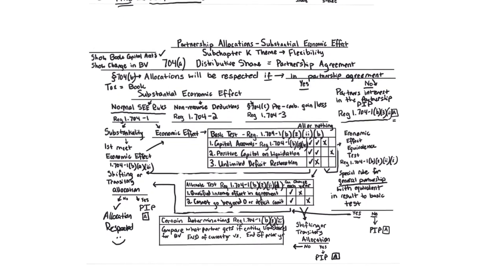We need, assuming, again, we're going to assume substantiality is met. We go through economic effect. We're told in the problem that alternate test is met. Well, we know that since Strawberry is a limited partner, Strawberry cannot go below zero because nothing is said that specifically Strawberry can go negative. So that means the allocation will be respected as long as Strawberry's capital account does not go below zero. If it goes below zero, then we're going to have to do certain determinations, this rule right here, and apply that, which is, remember, you compare the beginning of the year, end of the year book values. All right.